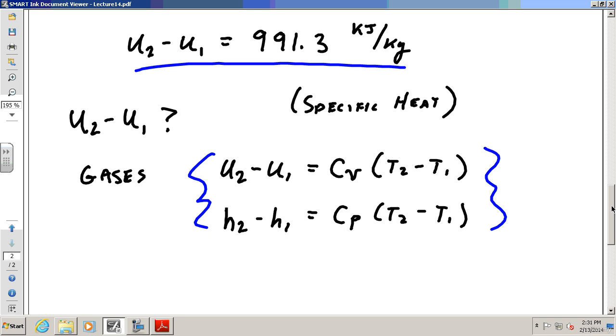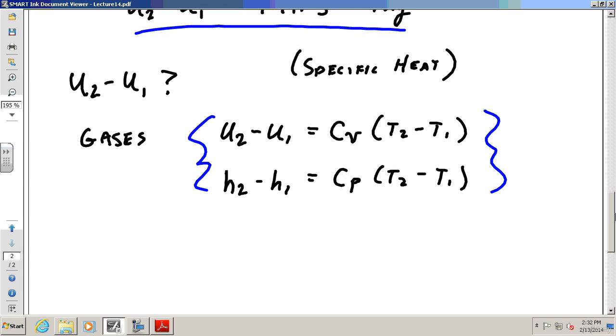But remember, we haven't done much with control volumes yet. We don't have open systems yet. Almost everything we do right now has been a closed system. When we get past the test next week, we're going to start doing control volumes, open systems. But for now, we're going to focus on just the change in U, and that comes from C sub V times change in temperature.